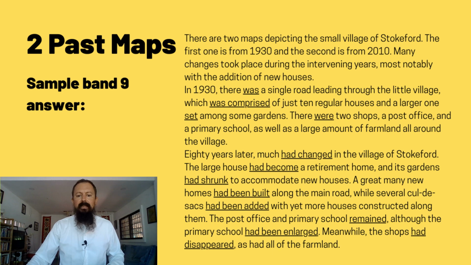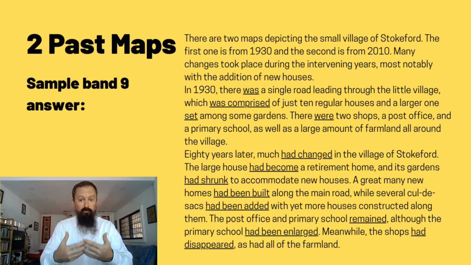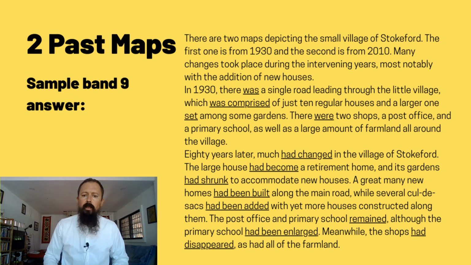Let's look at a sample Band 9 answer here. I've underlined many, but not all of the verbs here. I didn't really focus on the introduction because for the introduction, quite often we're talking about the image or the test rather than the actual situation. So we often use the present simple. So in 1930, there was a single road leading through the village. So we're using the past simple here just to talk about something that was in a state of existence in 1930 in the past.